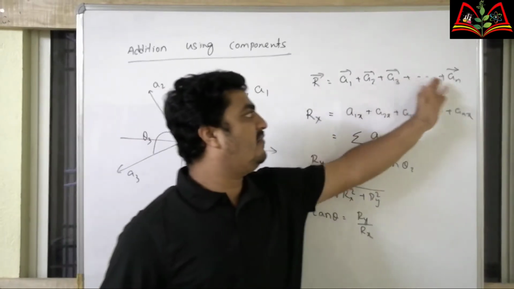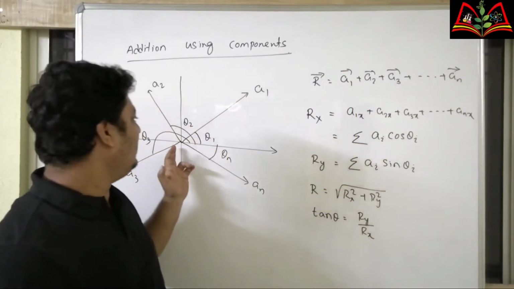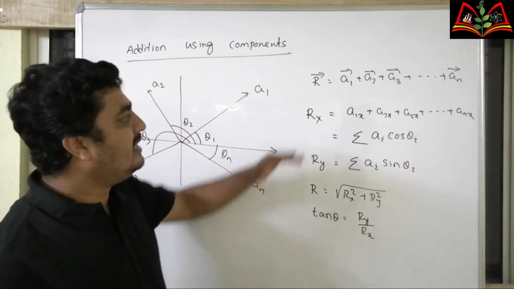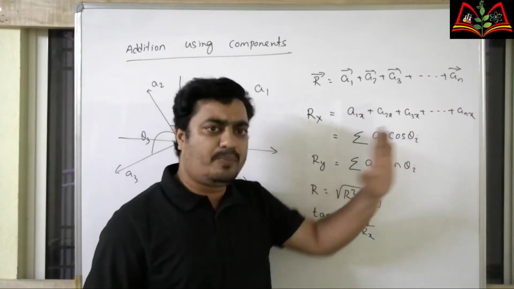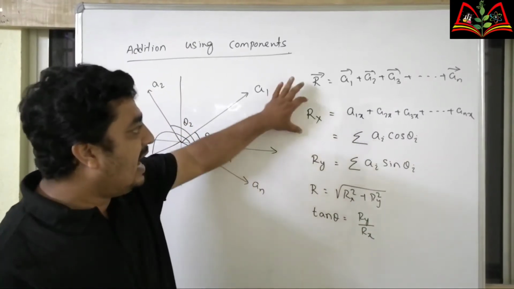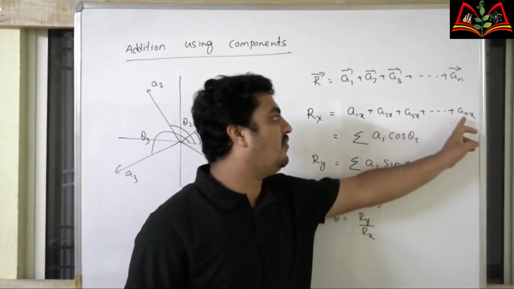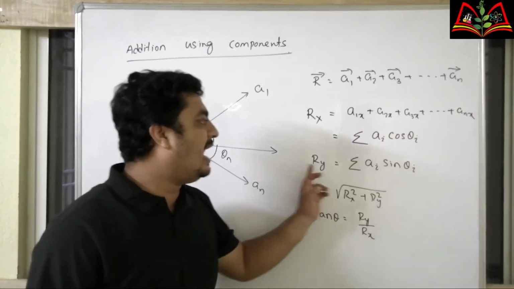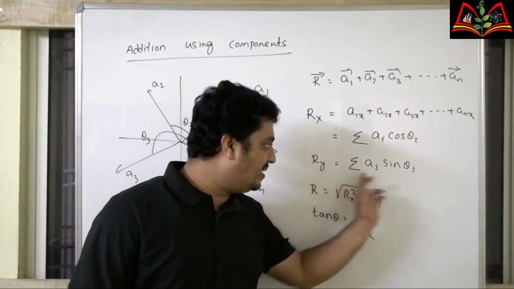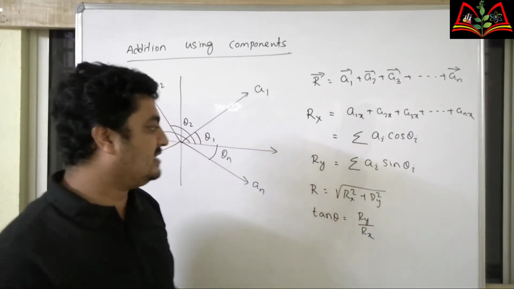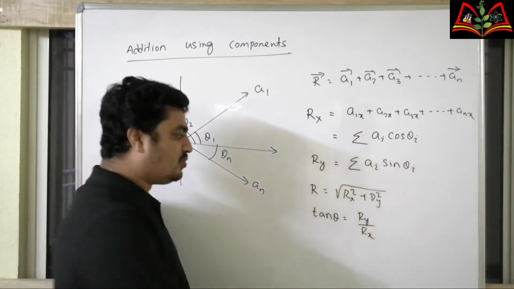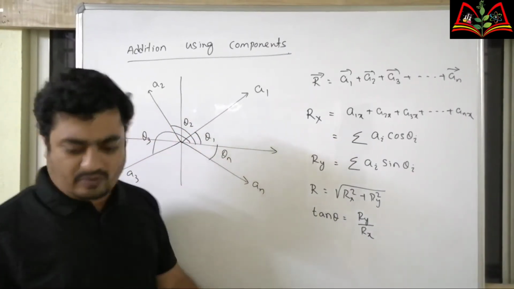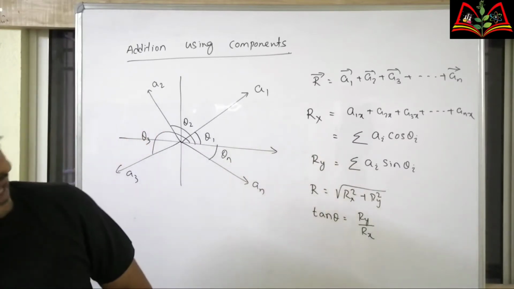If a number of vectors are acting simultaneously at a point, then resolve all the vectors into their x components and y components. Rx will be the summation of all x components, ry will be the summation of all y components. So r will be root over rx square plus ry square, and tan theta equals ry by rx.